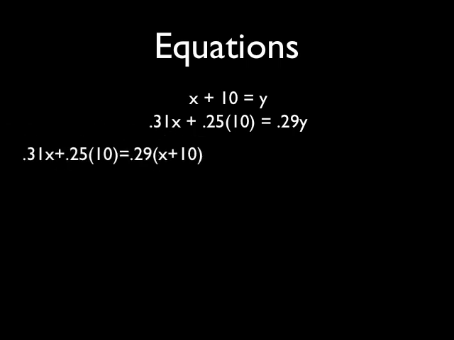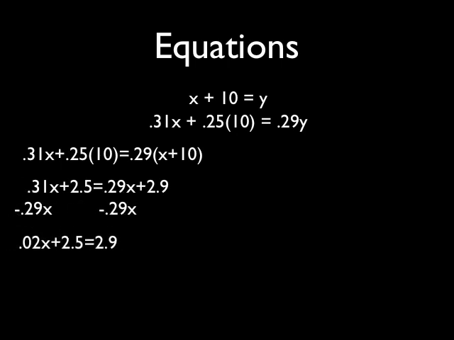So the second equation becomes 0.31x, that's the same, plus 0.25 times 10, that part's the same, equals 0.29, but instead of y, I write what y is equal to. And according to the first equation, y is equal to x plus 10. Next step is to distribute, so I have 0.31x plus 2.5, 0.25 times 10 is 2.5, equals 0.29x plus 2.9. Now I want variables on one side, numbers on the other. So I'll subtract 0.29x from both sides and get 0.02x plus 2.5 is 2.9.